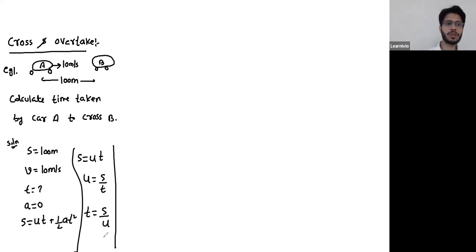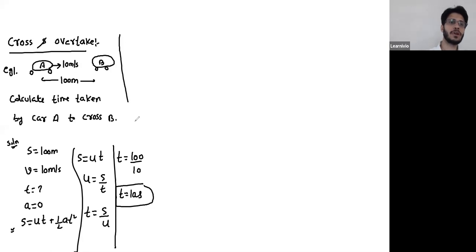So from now onwards, whenever acceleration is 0, instead of using this complete equation, I will simply write velocity is displacement by time. But if your acceleration is non-zero, then you cannot use this equation. If you have some acceleration, then you have to use the full equation. So your time is displacement upon velocity. So that's 100 by 10. So your time comes out to be 10 seconds.